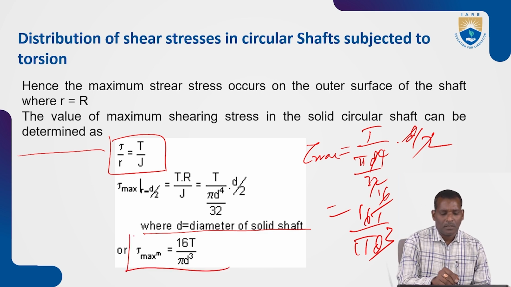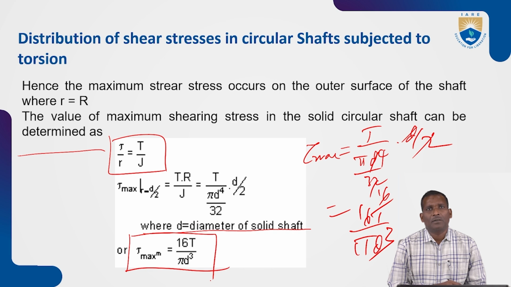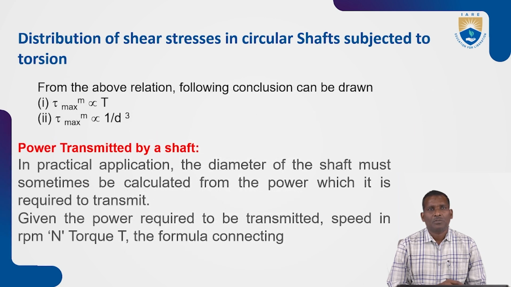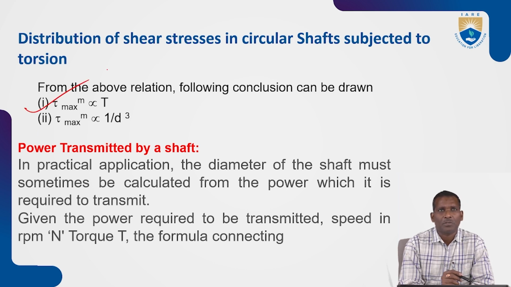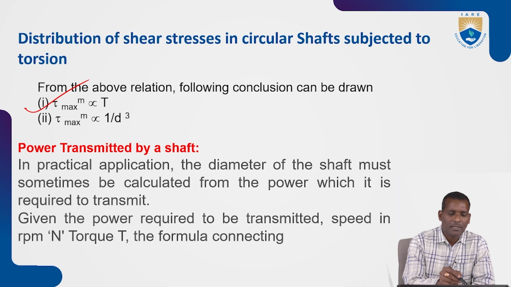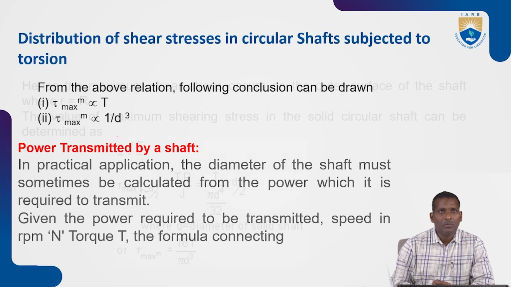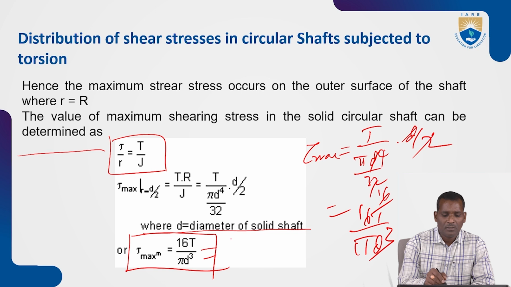So this is the final shear stress equation. The maximum shear stress occurs on the outer surface of the shaft. So from the above equation, the following conclusion can be drawn. The shear maximum is directly proportional to T, torque, and also the shear stress maximum is directly proportional to 1 by d cube. So that is shown here in this equation. One is shear maximum directly proportional to T, and directly proportional to 1 by d cube.